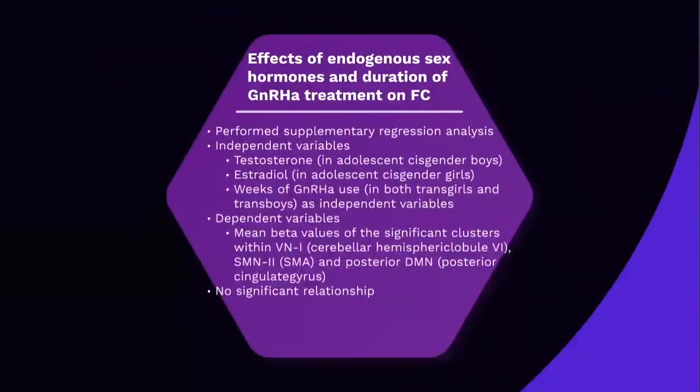Effects of endogenous sex hormones and duration of GnRHA treatment on FC. They used testosterone in adolescent cisgender boys, estradiol in adolescent cisgender girls, and weeks of GnRHA use in both trans girls and trans boys as independent variables, and the mean beta values of the significant clusters as dependent variables. There was no significant relationship found.